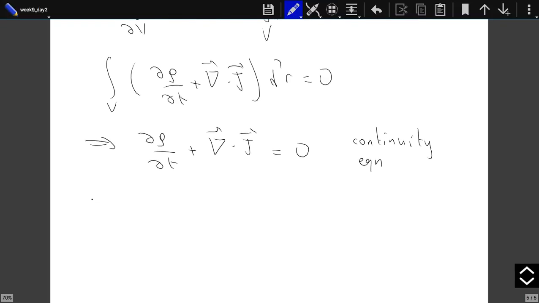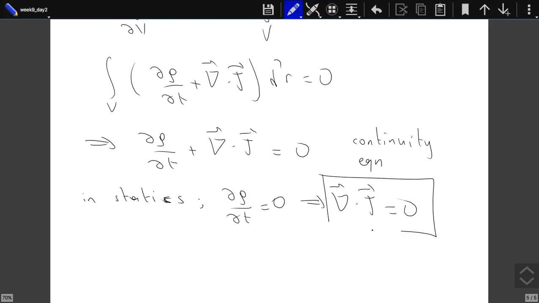And what else can we say in statics? d rho by dt is equal to zero. So this current density should be divergenceless. Okay, this is one thing we know about J, the current density.